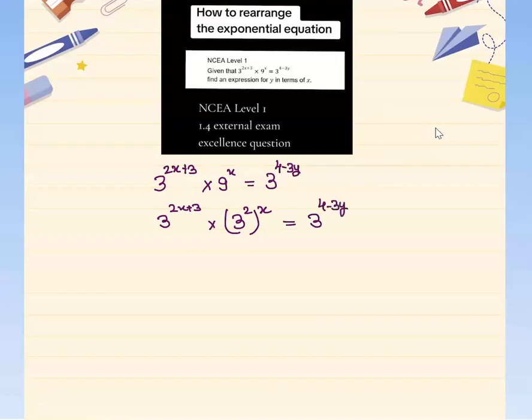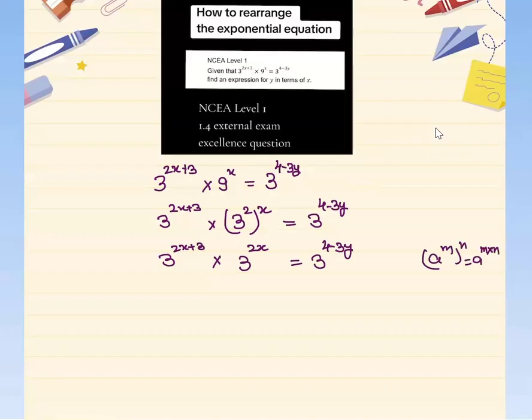Now, using the law of exponents, 3 raised to the power 2x plus 3 stays as it is, and we have a power of a power. So 3 squared to the power x means 3 raised to the power 2 into x, which is 3 raised to the power 2x. And this equals 3 raised to the power 4 minus 3y. Here we are using the power law, that is a raised to the power m, whole power n, equals a raised to the power m into n.